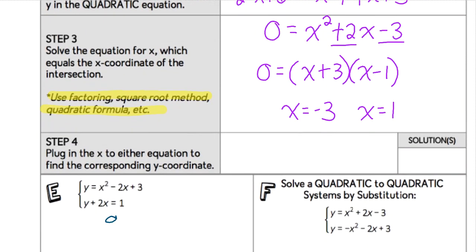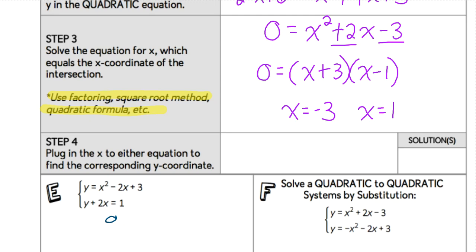Now that I have my x coordinates, we'll notice that I have two x coordinates. That means this system has two solutions. So I'm going to plug in the x coordinate to either equation, doesn't matter which one. I tend to pick the linear because it's a little bit easier, but you can choose to do either one. And we are going to find the y coordinates that go with it.